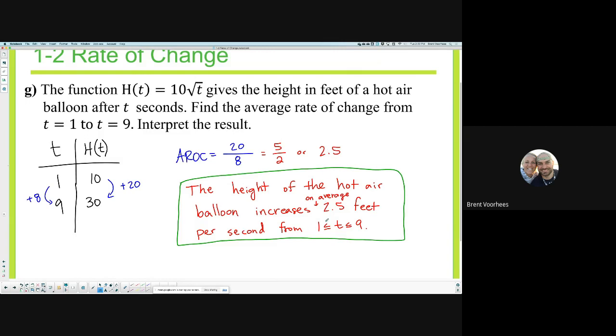Now, this is only from 1 to 9. Would it continue to increase at the same rate forever and ever? I mean, could a hot air balloon go out and leave the atmosphere? No, at some point in time, you're going to run into some problems if you're trying to fly a hot air balloon outside. So this is just saying between 1 second and 9 seconds, it's increasing on average 2.5 feet. Now, it's on average because it's the average rate of change.